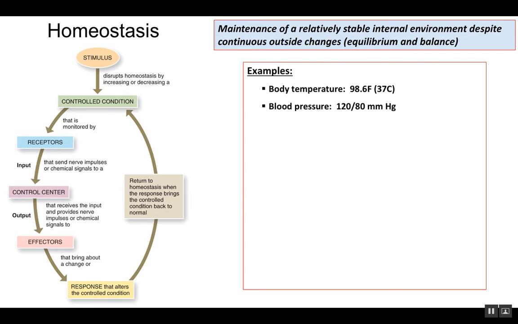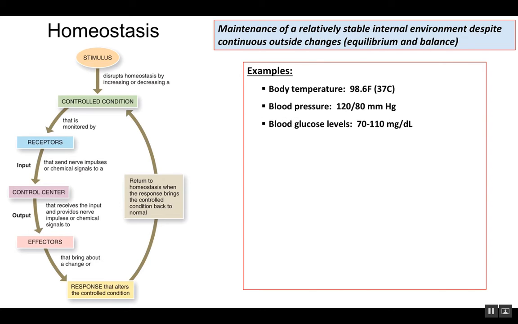What's another example? Blood pressure. You've probably heard of these numbers before, 120/80. Millimeters mercury is just a unit of pressure. Just like Celsius and Fahrenheit is temperature, millimeters mercury is a unit of pressure. And that's the pressure in our arteries. We'll talk more about this in A&P2, but we need to maintain a relatively constant blood pressure. If it gets too high for too long, that can cause damage to organs like your brain and your kidneys.